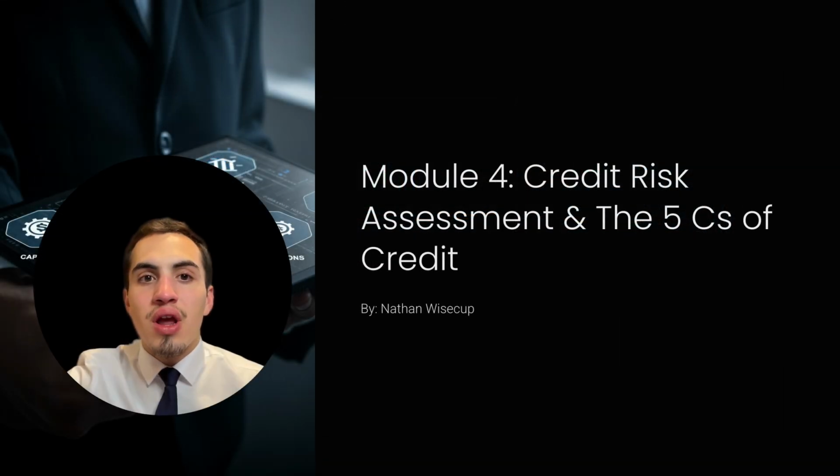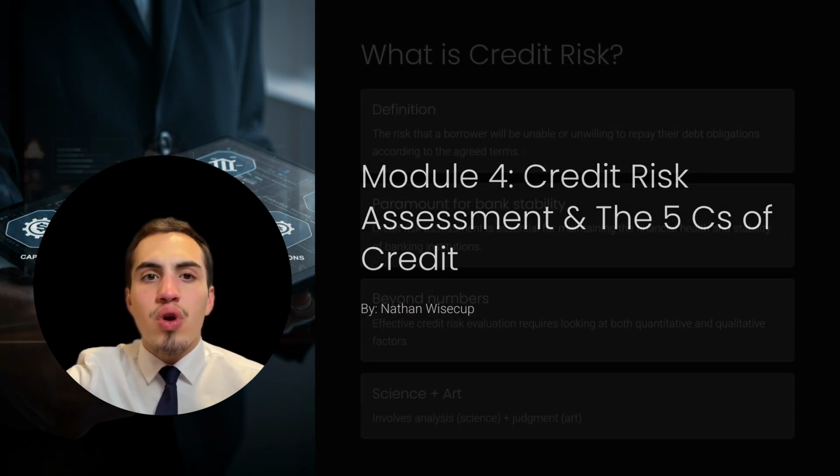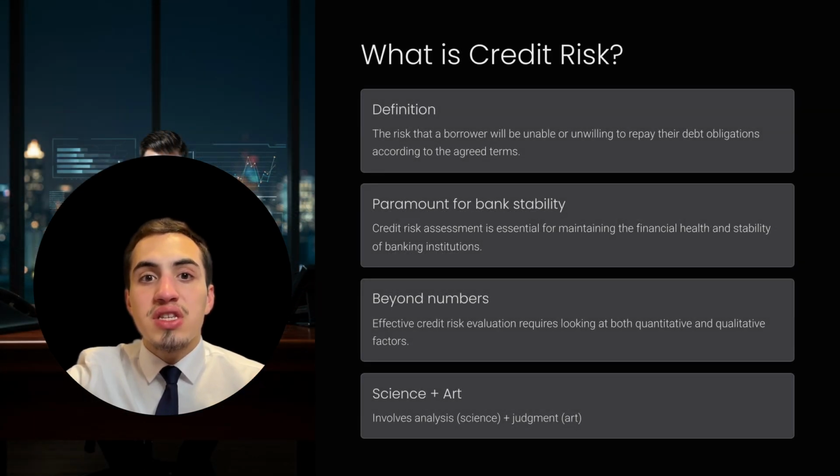Welcome to Module 4, an introduction to credit risk assessment and the 5 C's. In the previous modules, we focused on the what, analyzing the financial statements and the ratios using data from our hypothetical company, Omaha Manufacturing Inc. Now we shift focus to the why, understanding and assessing credit risk from the bank's perspective and using a common framework. Credit risk is fundamentally the risk that a borrower will fail to repay their loan as promised.